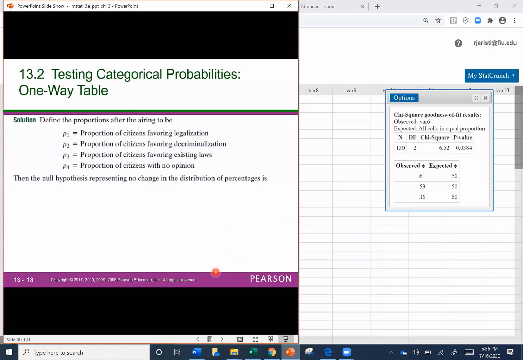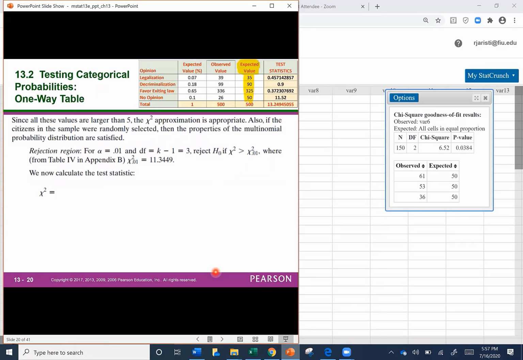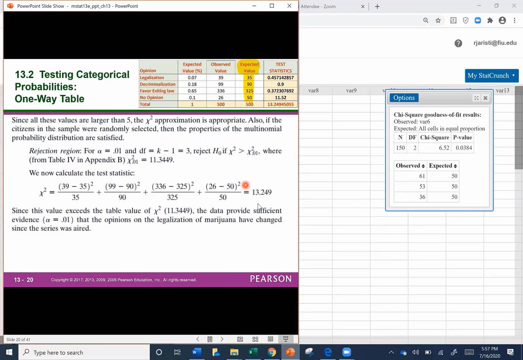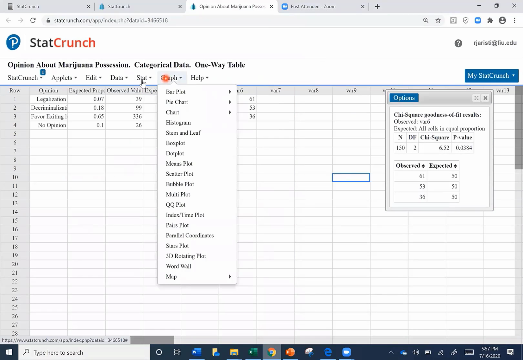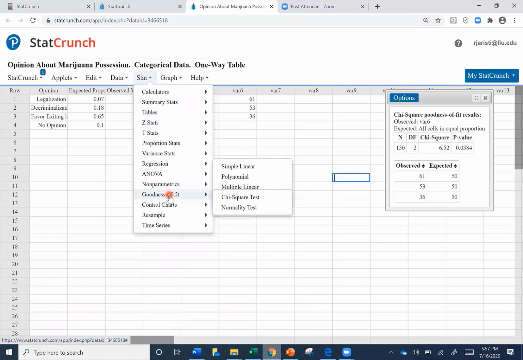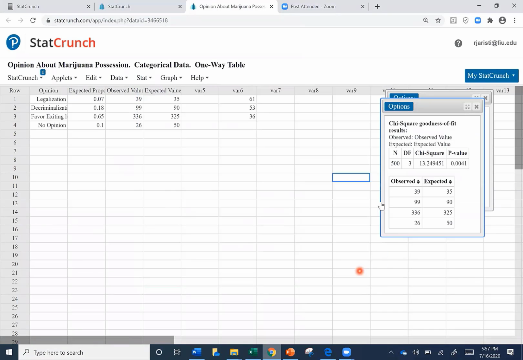Let's return to our problem to compute the p-value of my evidence. What is the probability that we obtain this evidence or one value more extreme? We can use either StatCrunch or the table. If we use StatCrunch, we go to Stat, goodness of fit, chi-square, my observed value is here, my expected value is here, and let's compute. My p-value will be 0.0041, because this is my evidence.